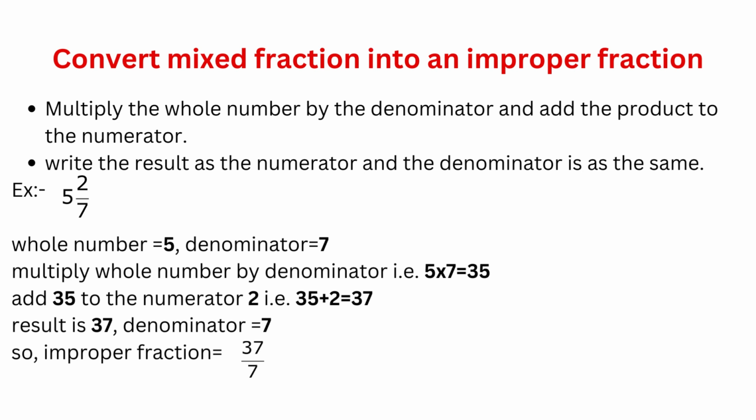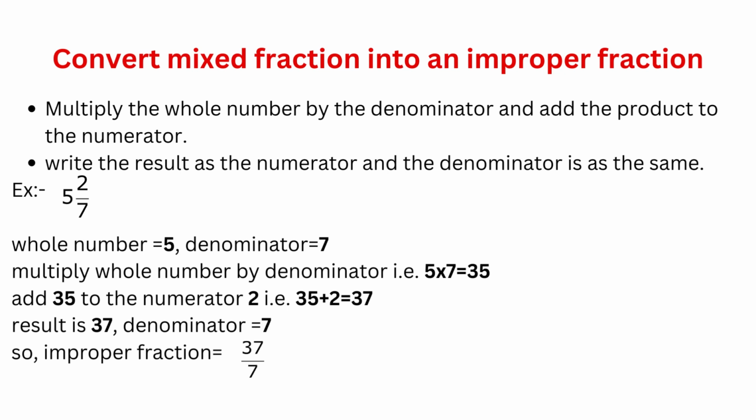Convert mixed fraction into an improper fraction. Mixed fraction means we have the whole number and a proper fraction. So, multiply the whole number by the denominator and add the product to the numerator. Then write the result as the numerator and the denominator is the same.